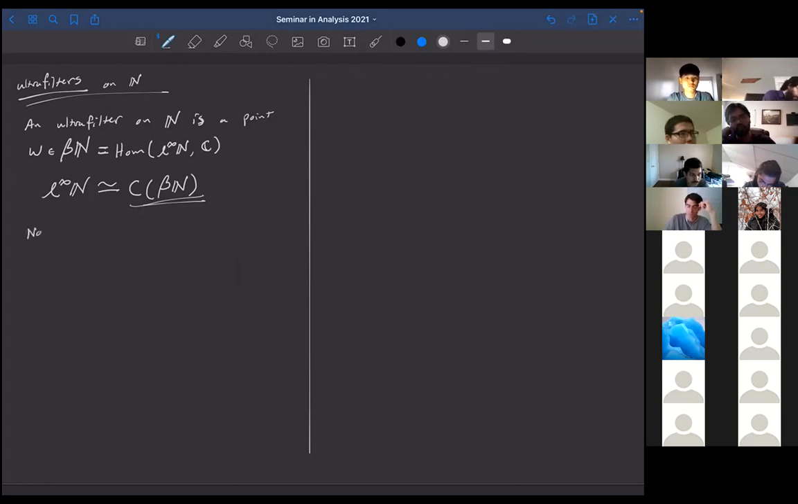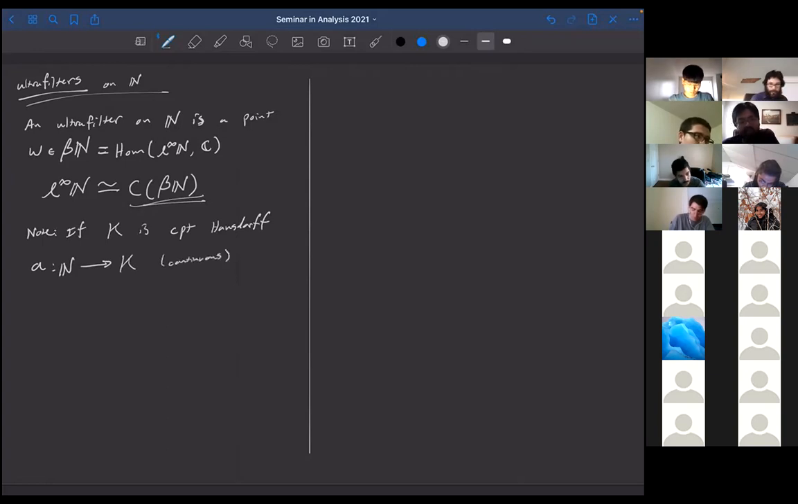So note that if K is compact Hausdorff, and A maps the natural numbers to K, it is continuous. Of course, the natural numbers is discrete, so this just means any function from the natural numbers to K. So then, by the universal property of the Stone-Čech compactification, there exists a unique continuous extension, A tilde, mapping the Stone-Čech compactification to K. That's the universal property of the Stone-Čech compactification.